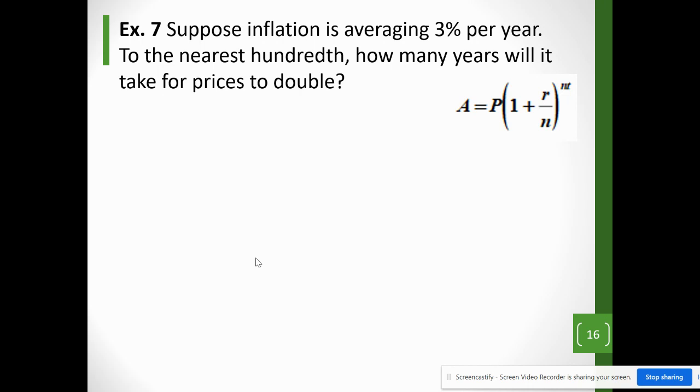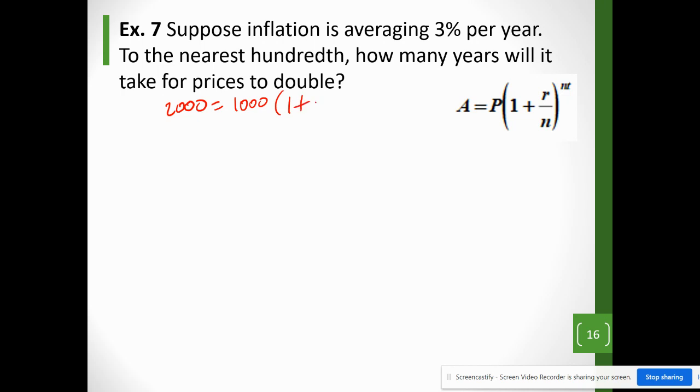All right, let's continue with this formula. Suppose inflation is averaging 3% per year. To the nearest 100, how many years will it take for prices to double? All right, so we started with an amount of 1,000, right? That's how we started everything earlier. So I want everything to double. So I mean that I want 2,000 at the end. So I want 2,000, which is equal to the 1,000 that I started with to begin with.